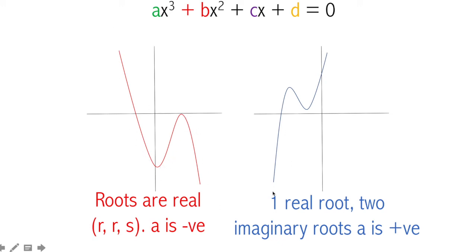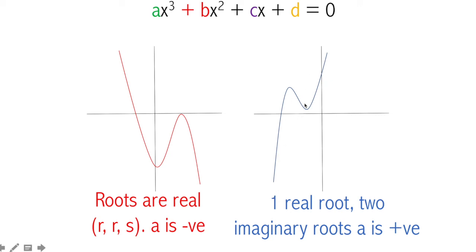If there is only one real root, and there always will be at least one real root, there will always be either one or three real roots, and or two real roots as well. Apologies about that. Yeah, so in this case you would have one real root and two imaginary roots.